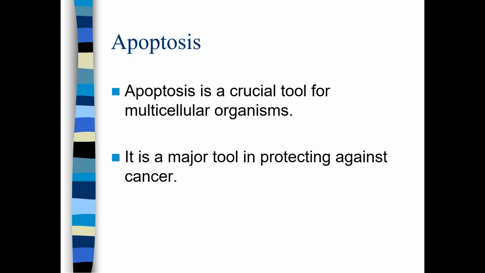Now, apoptosis is a crucial tool for multicellular organisms. It does loads of different things. It's responsible for a bunch of different stuff, including things like, it says on screen, right? It's a major tool in protecting against cancer. But it's also very important for other things, right?